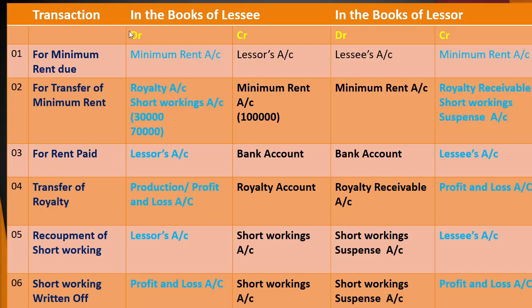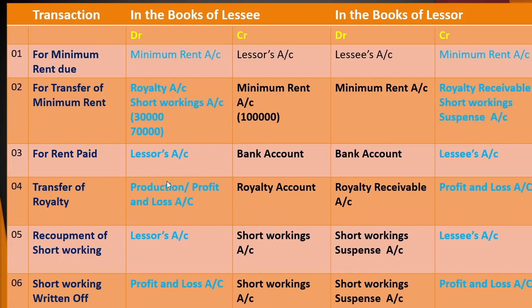So lessor's account debit. The person who receives the amount, debit the receiver. So lessor is going to receive the amount. So lessor's account debit to bank account. Here we are going to make payment, so cash goes out. So here credit. Cash goes out, so we have credited the entry. Lessor's account debit to bank account.